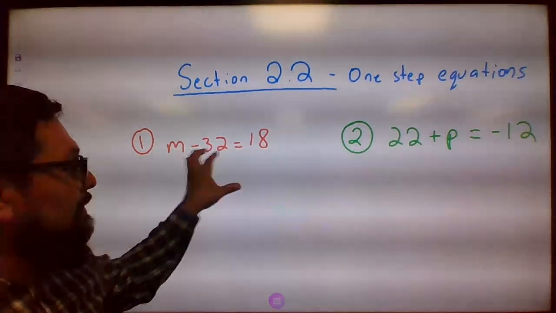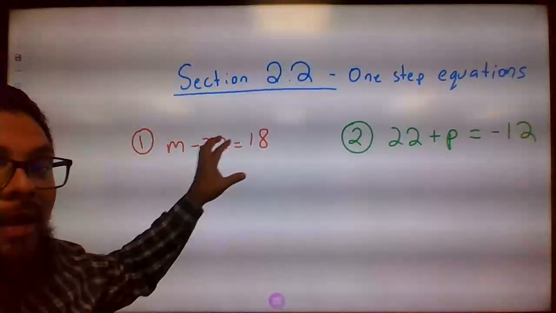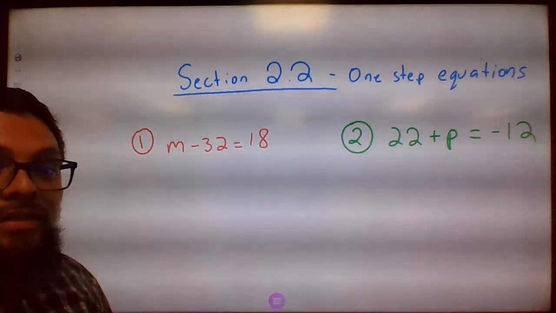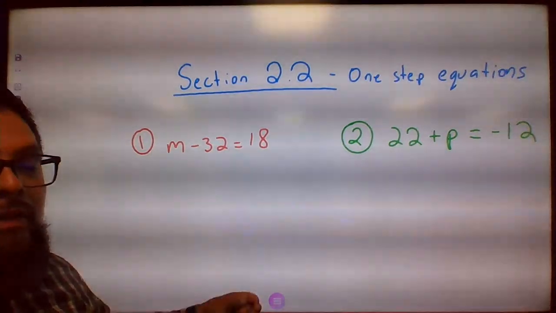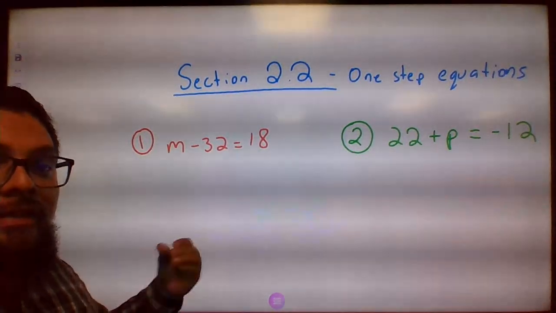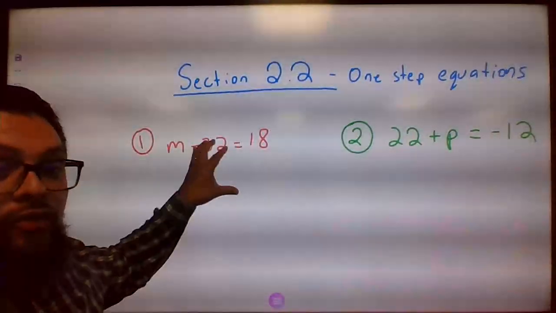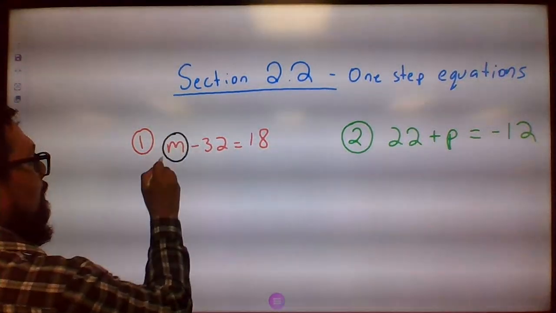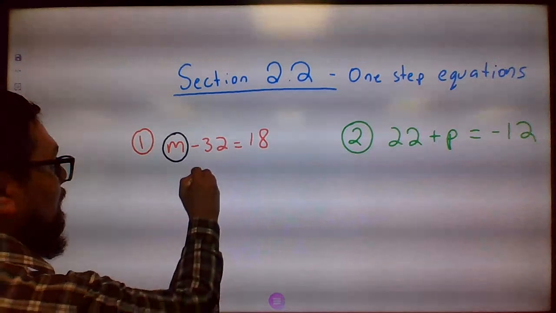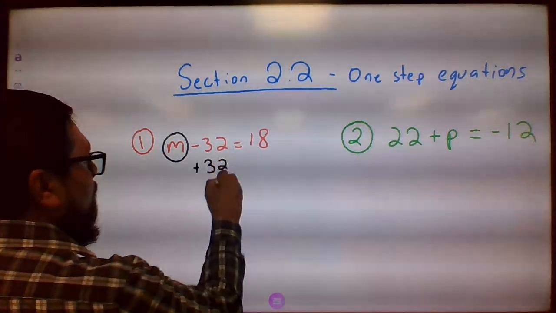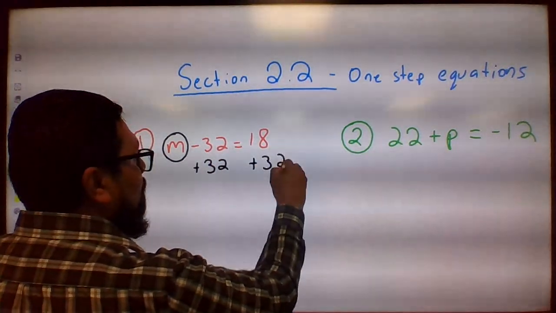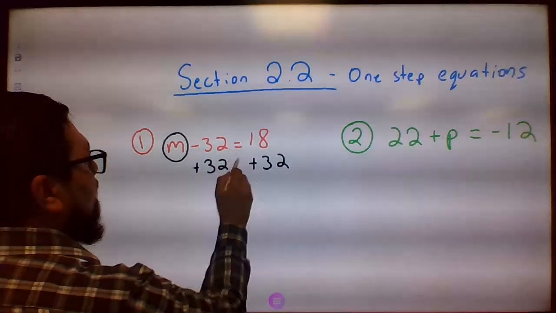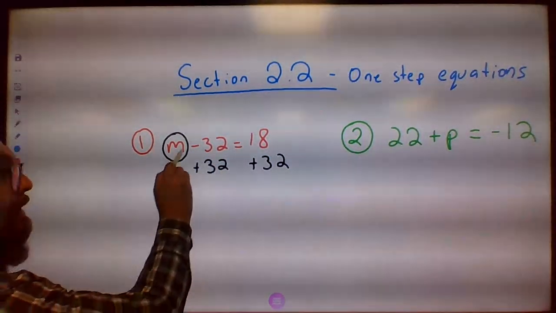Right now this is subtraction, so to help you undo it, you have to use addition. It's called the addition property of equality. So to keep this variable by itself, we're going to need to add 32 to both sides. M minus 32 equals 18, so what we do to one side, we do to the other.